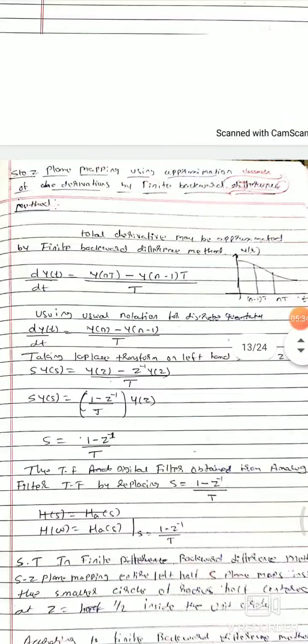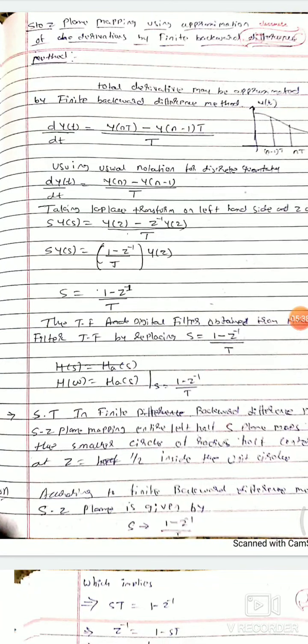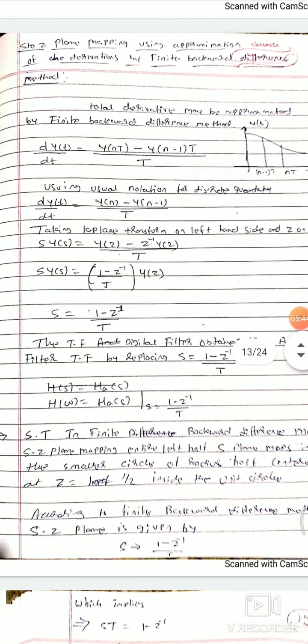Right, so we'll go to the next one. S to z plane mapping, the second method, which is not bilinear, it is the finite approximation of derivatives. It is also called the finite backward difference method. Okay, so we'll see that one now.